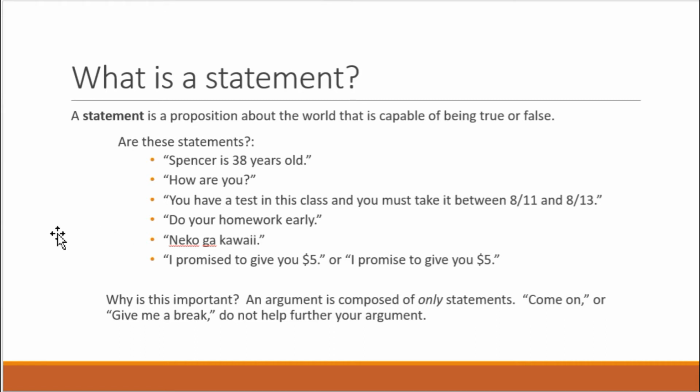How about this? Neko ga kawaii. That's another language, right? You have no idea whether or not that's a statement. So that could be gobbledygook, right? That could not make any sense to you. But the reason why you can't understand it as a statement is because you have no idea what these sounds and words and symbols are supposed to claim about the world. As a matter of fact, it says that cat, or cats, are cute. I speak a little Japanese, and that's the best I know. Alright, but we need to move on. The last one took too long.